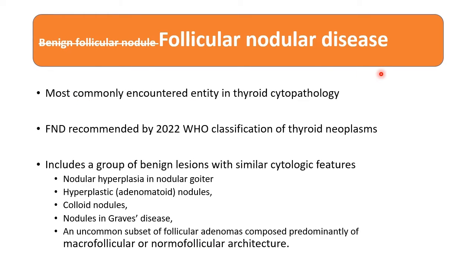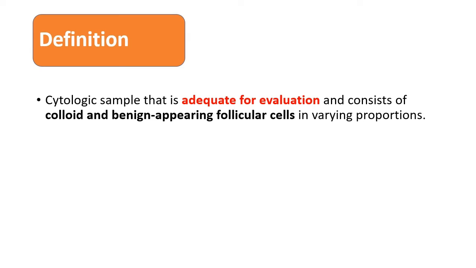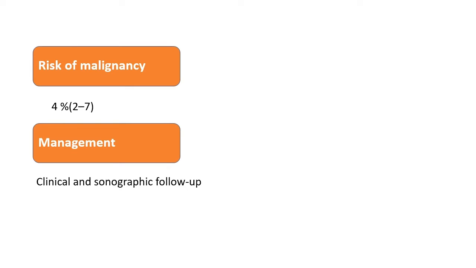This is the most commonly encountered entity in thyroid cytopathology, and whenever we give the term follicular nodular disease, it can include a group of benign lesions, which we have already discussed previously. The definition of the benign category remains the same, and risk of malignancy is slightly increased. Previously it was 3%, now it is 4% with a range of 2 to 7%. Management remains the same.